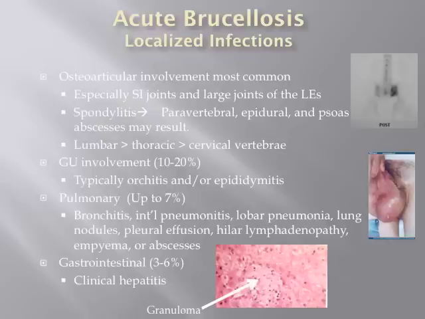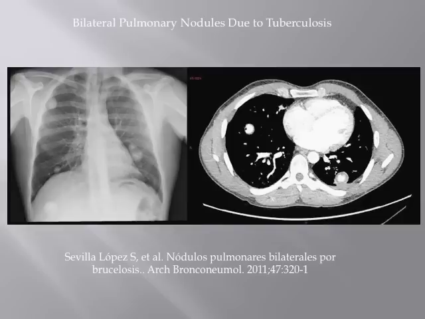This is hepatic tissue with a granuloma due to brucellosis. So here's a patient described in a Spanish medical journal, or maybe it's a Spanish case in an English medical journal, of bilateral pulmonary nodules. That says due to tuberculosis. I'm sure that's a typo on my part. This is really due to brucellosis, forgive me.